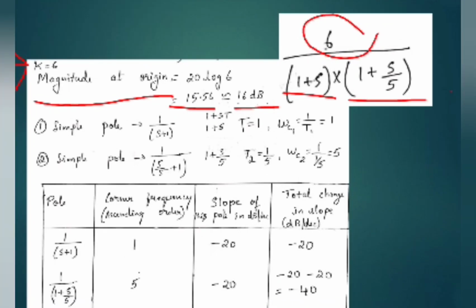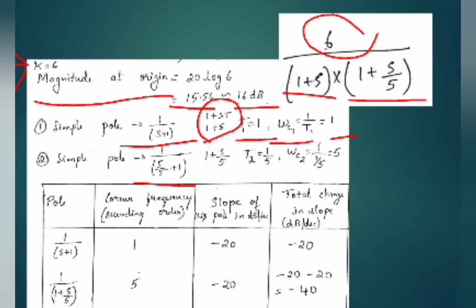Now taking the denominator term, which is nothing but a pole, 1 divided by s plus 1 and 1 divided by s by 5 plus 1. Comparing it with the standard equation, that is 1 plus s into t, the value of t will be equal to 1. As this is the first corner frequency, let us name it as t1. So we get the value of omega c1, which is the corner frequency, which is inversely proportional to time, which is equal to 1.